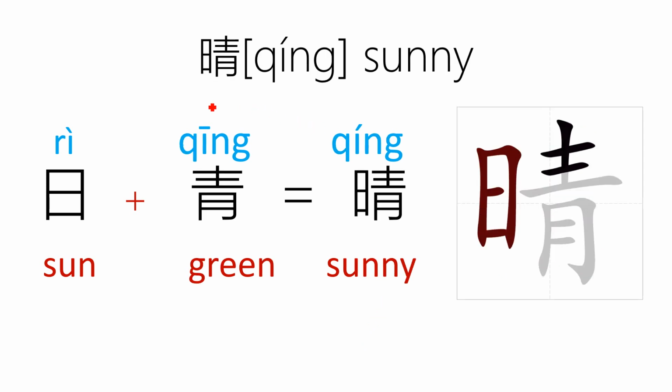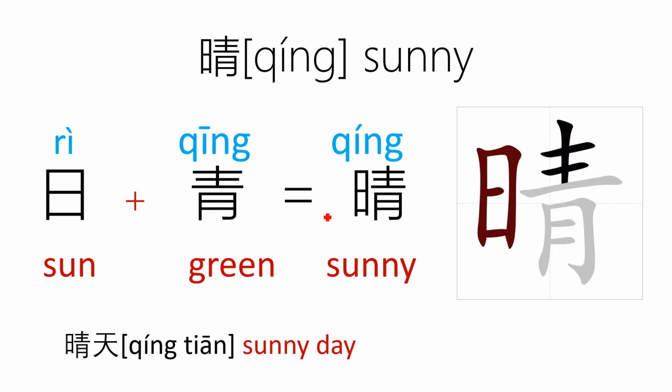Next one is a typical character, and like we talked before, one part indicates pronunciation, one part indicates meaning. So 晴 means sunny, and then we have 日 sun indicates meaning. 清, although it means green, only indicates pronunciation. 晴 means sunny, and they pronounce similarly, quite close. So to say sunny day as a word, we say 晴天.